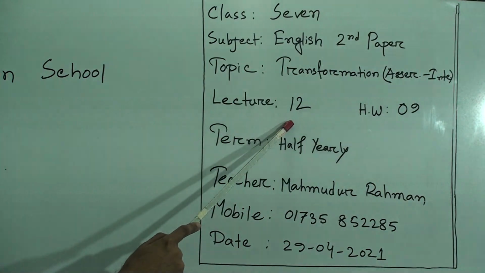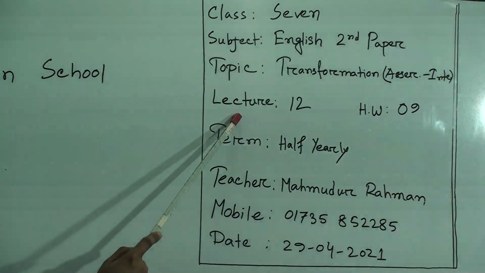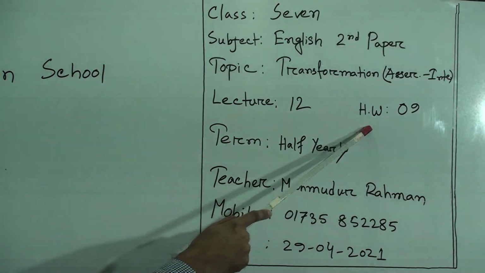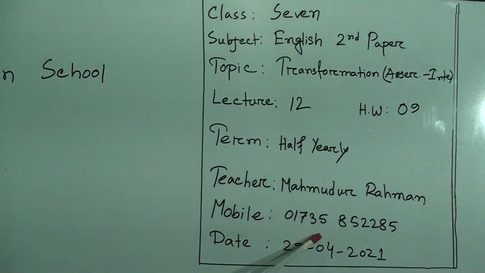This is your lecture number 12 and your homework number 9. I repeat again, this is your lecture number 12 and your homework number 9. Term half yearly, teacher Mahmudur Rahman, and this is my mobile number. Okay, let's start.